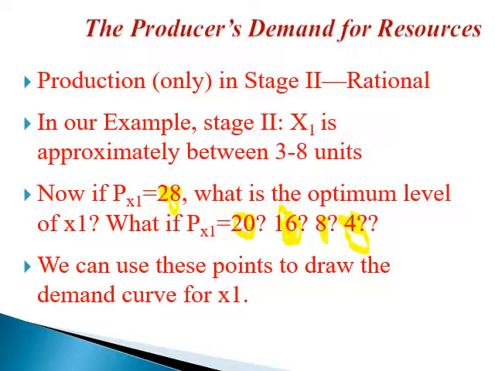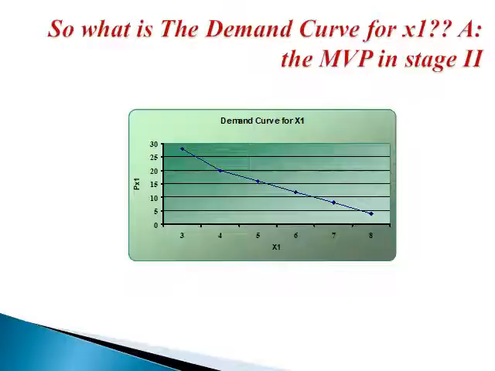when the unit price of the variable input changes. Now you can see here, this is the unit price of X1. I'm graphing here the demand curve for X1, and this is the amount used of X1. Here these are the numbers. Remember, we used 5 price scenarios: P of X1 equal to 4, P of X1 equal to 8, P of X1 equal to 12, P of X1 equal to 16, and P of X1 equal to 28.